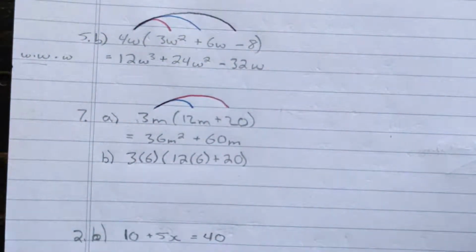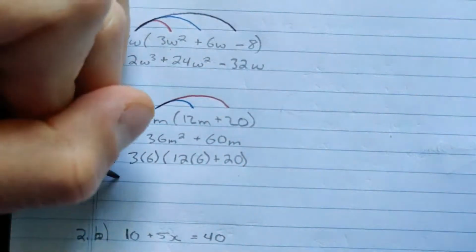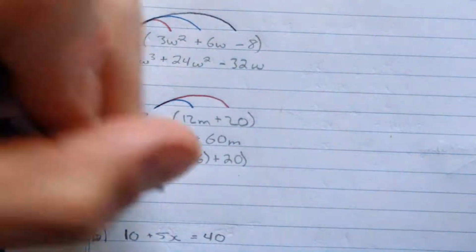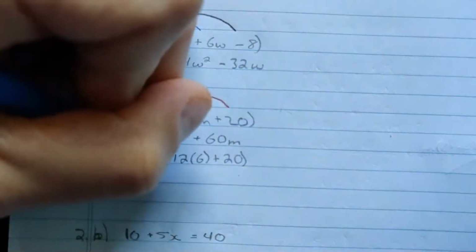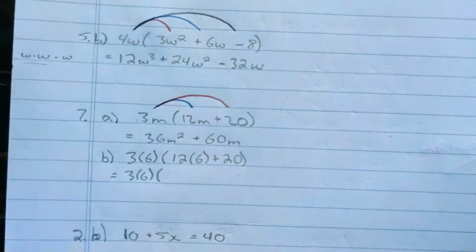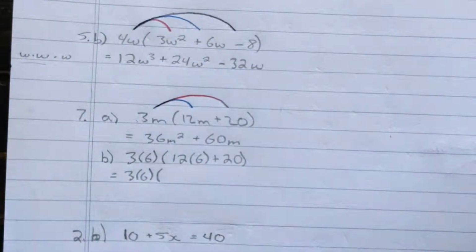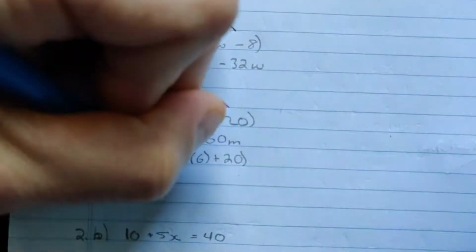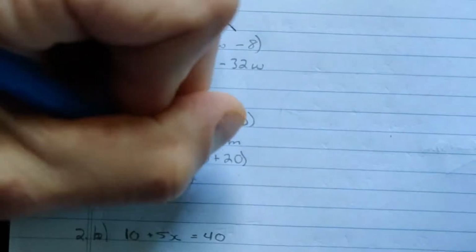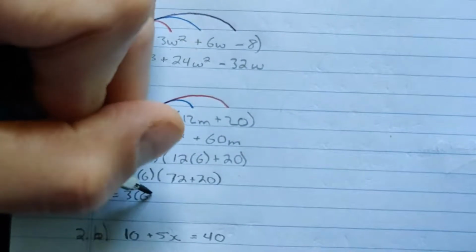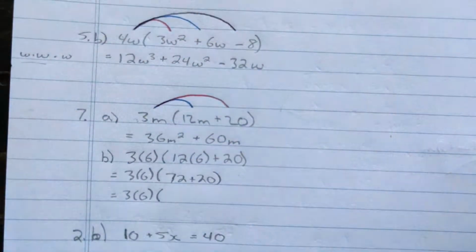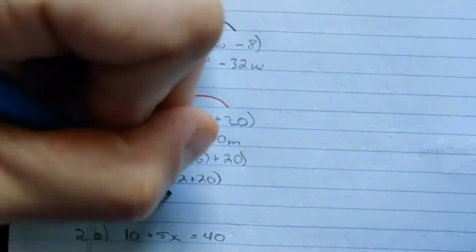And now we have to use BEDMAS to solve this. So we'll do the things in the brackets first. So 3 times 6, we'll leave that because it's multiplication. And what's in the brackets here? Multiplication first. 12 times 6 is going to give us a total of 72. So we have 72 plus 20 in the brackets equals 3 times 6. And then 72 plus 20, that's going to give us 92.